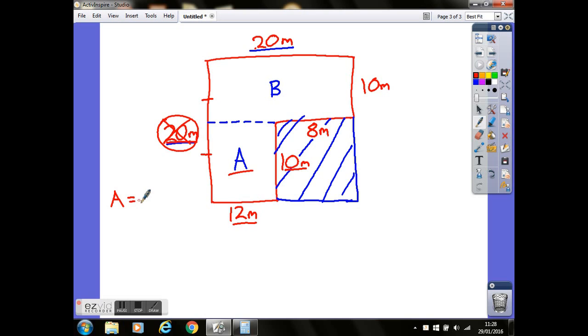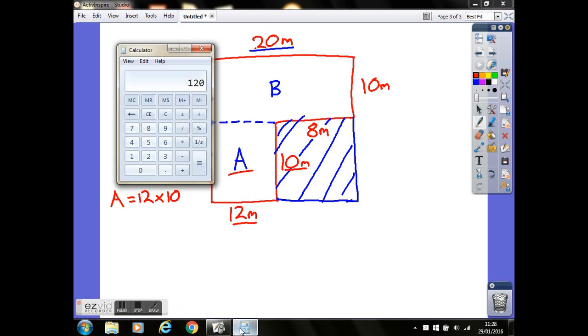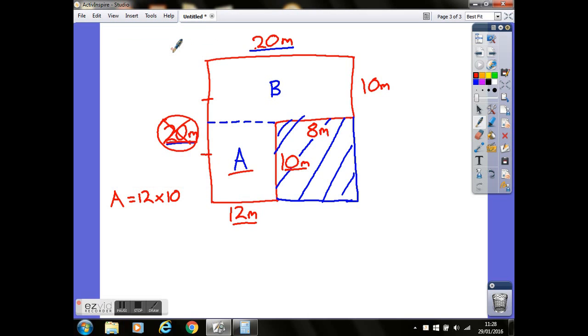And we're going to do exactly the same method we did with the rectangles earlier. 12 multiplied by 10. Like I say, if you need your calculator, feel free to come back to it. 12 multiplied by 10 is 120. So again, this is going to give us 120, and don't forget your meters squared on the end of that.